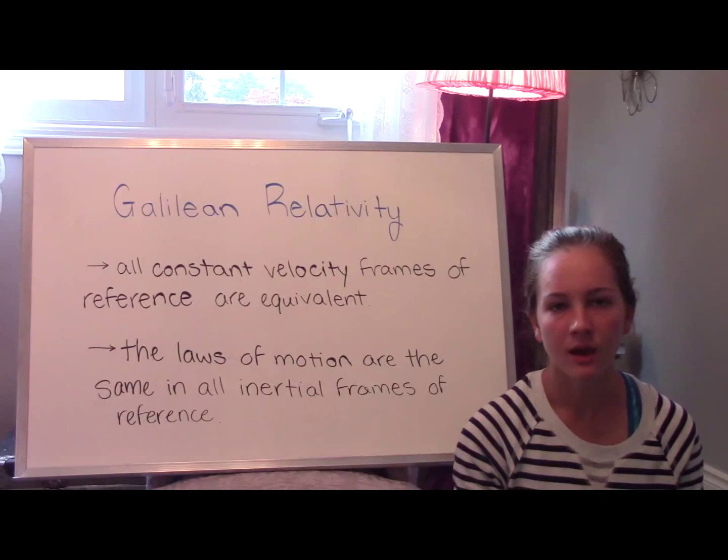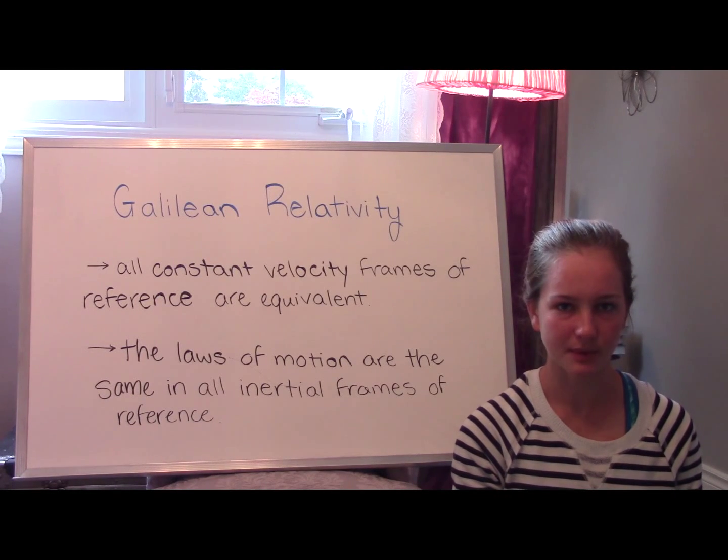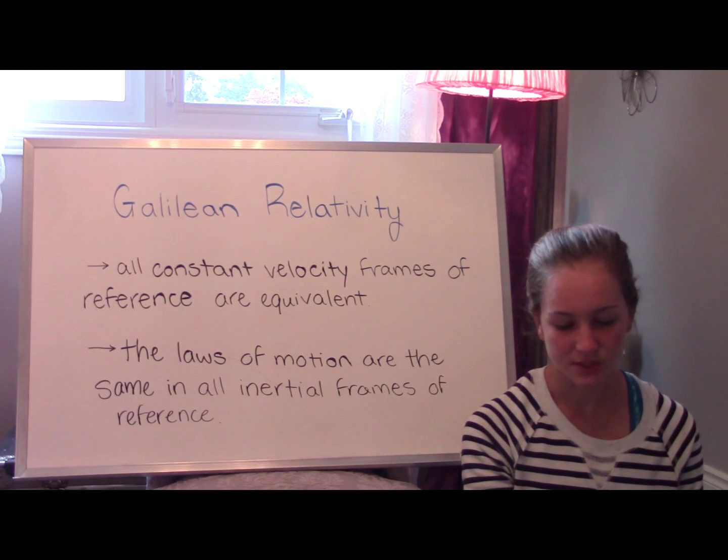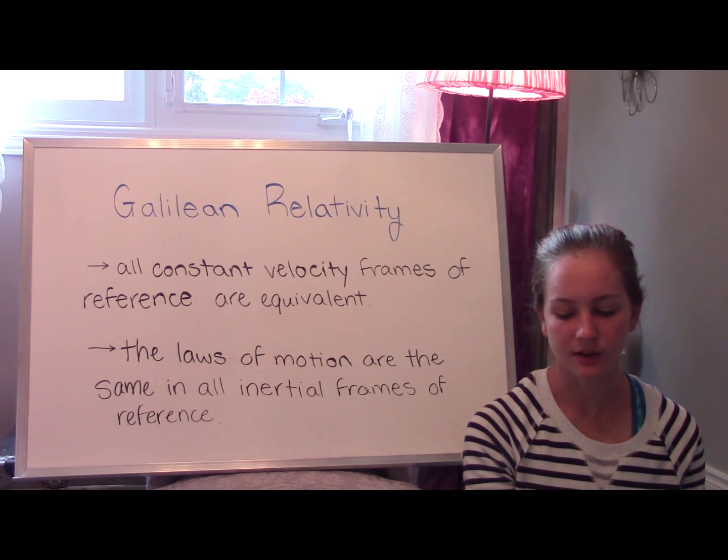In fact, if the background of the scenario in which both the car and the frame of reference were in motion was removed, it would be impossible to tell whether either was in motion. This observation is defined by Galilean relativity, which states that absolute linear motion at a constant velocity cannot be detected, nor can absolute rest. All constant velocity frames of reference are equivalent. The laws of motion are the same in all inertial frames of reference.